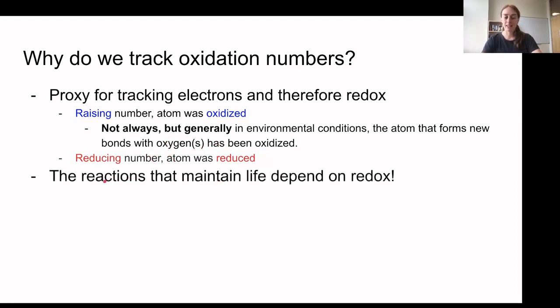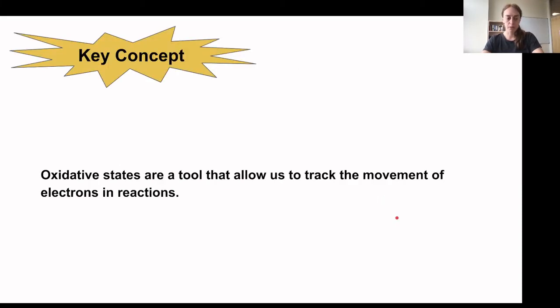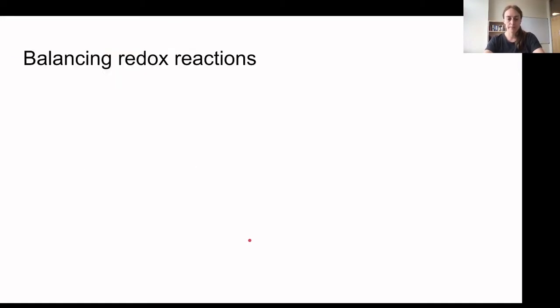And again, why are we going through this? You may be having some bad memories from Gen Chem, just keep in mind that maintenance of life depends on redox, and when we're working in environmental conditions, this is incredibly important. I mean, it's important no matter what, but what we care about particularly is maintenance of life in environmental conditions. So, key concept: oxidation states are a tool that allow us to track the movement of electrons in reactions.